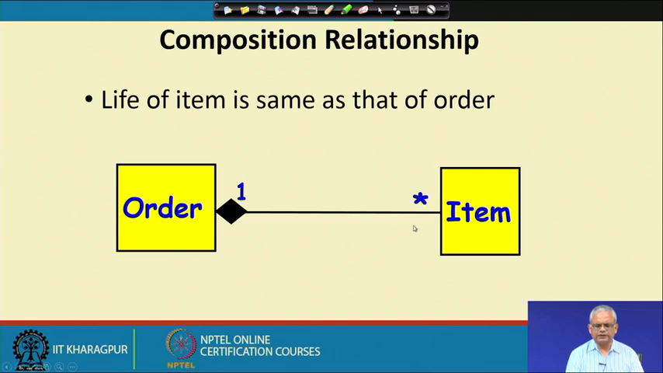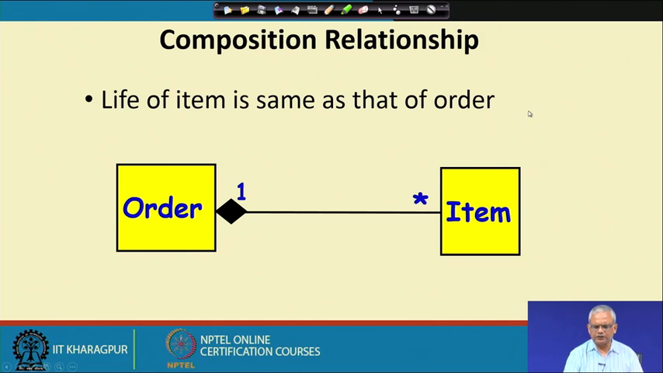Let us explain the difference between a composition relation and an aggregation relation with the help of some examples. In this example, an order contains many items, and when the order is created, the items in it are created, and when the order is destroyed, those items are destroyed, but we cannot change an item inside an order.